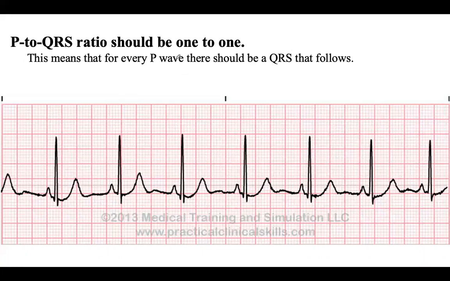The other thing that we look at is whether each of the P's is followed by a QRS. And remember, the P is atria about to contract. QRS implies that ventricles are about to contract. So basically, I want to see, every time my atria send an electrical impulse, does that electrical impulse reach my ventricles? So is there proper communication between my atria and ventricles?